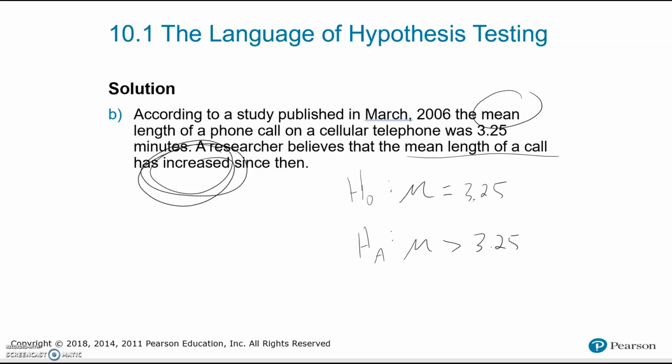That is my hypothesis, my hypotheses, 2 of them, right? The null is always like the status quo, what we believe it to be, and the alternative is what our new idea is. We're going to say, well, I think it increased.